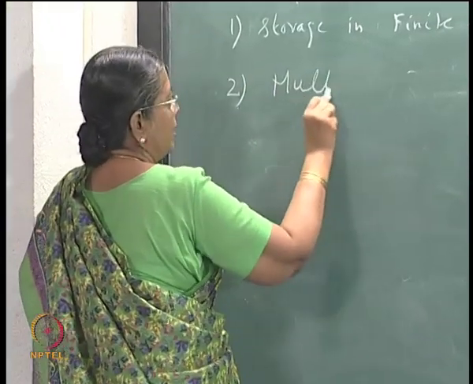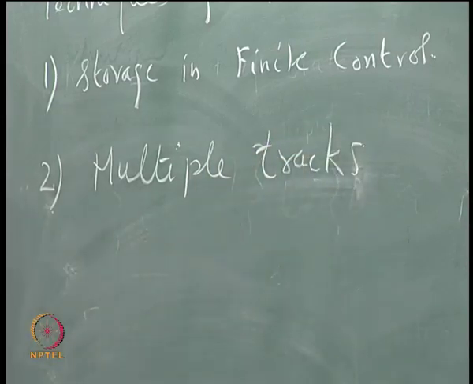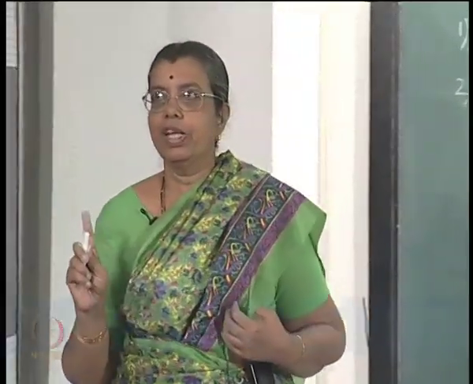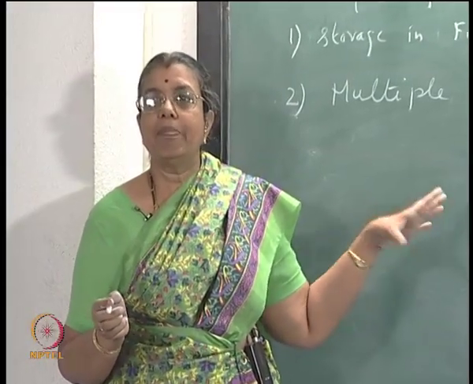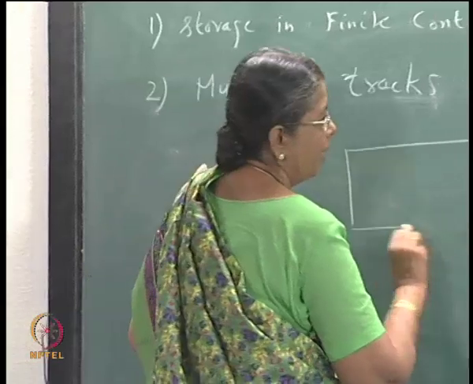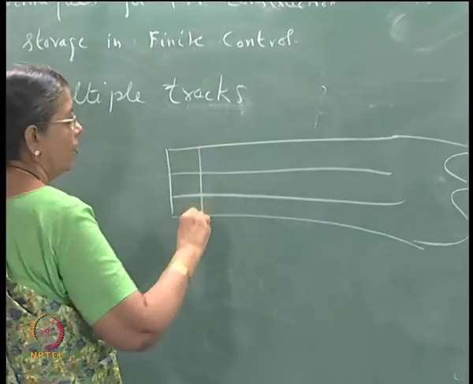Then you can have multiple tracks. The tape, so far we are considering only one tape. We are assuming that the Turing machine has got only one tape, right. In fact, multi-tape Turing machines are there. You can have multiple tapes for the Turing machine, a finite number of tapes. But at present we are considering only one tape, but this tape can have multiple tracks. Any tape can have multiple tracks. For example, it may be divided into say 3 or 4, something like this.